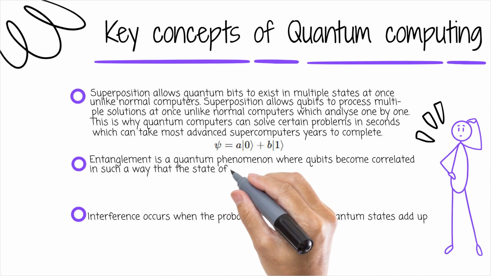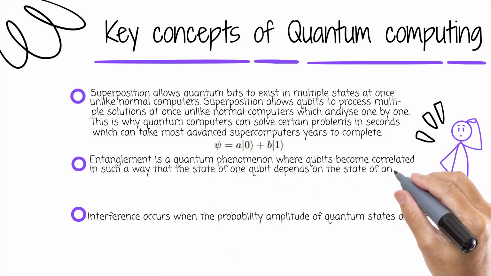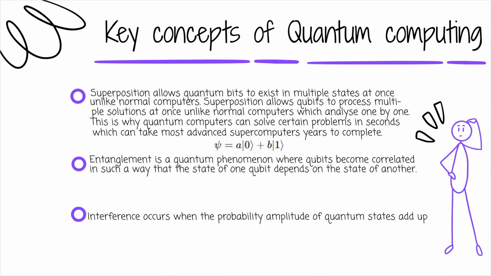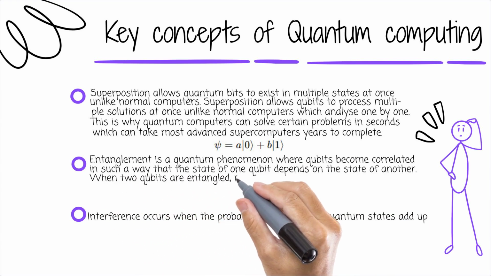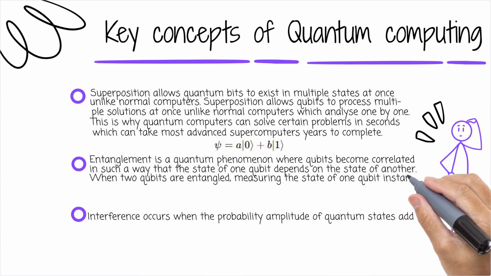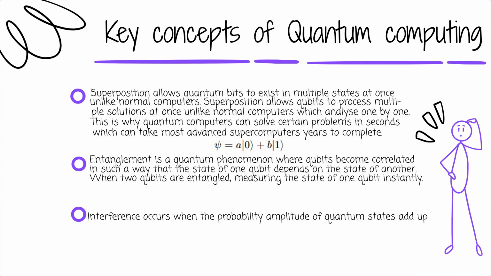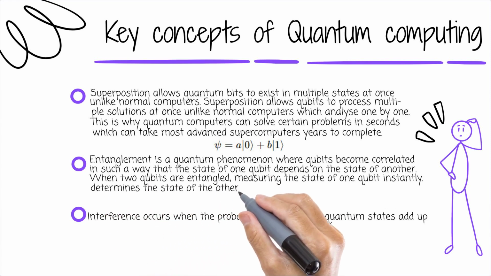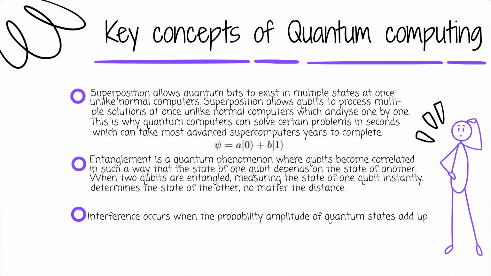Superposition allows quantum bits, or qubits, to exist in multiple states at once. So what do I mean? Let's talk about bits. In classical computing, a bit can either be 0 or 1.